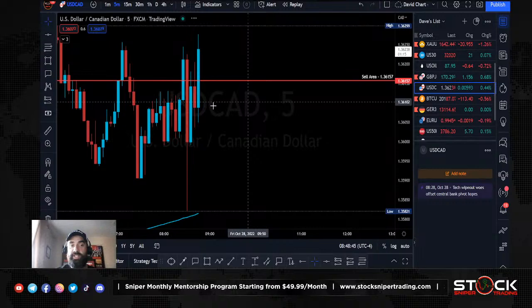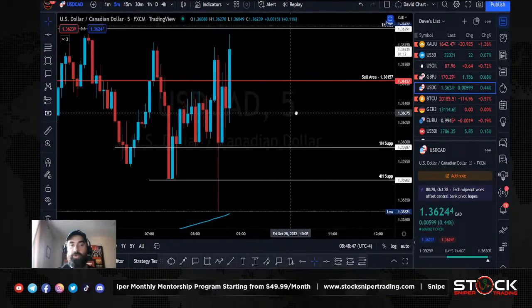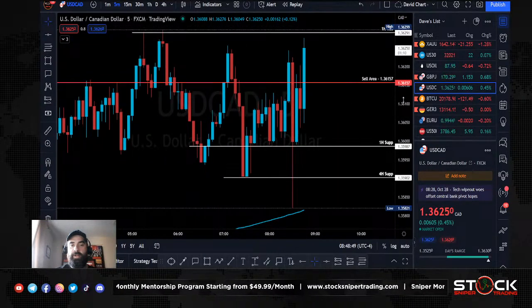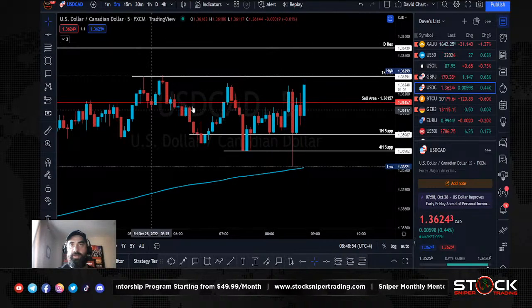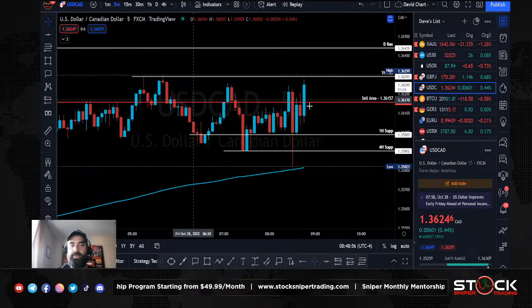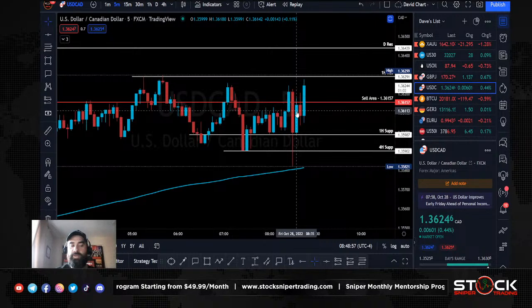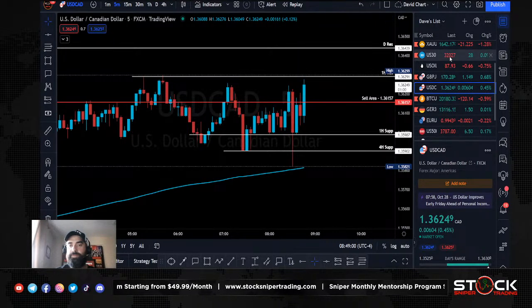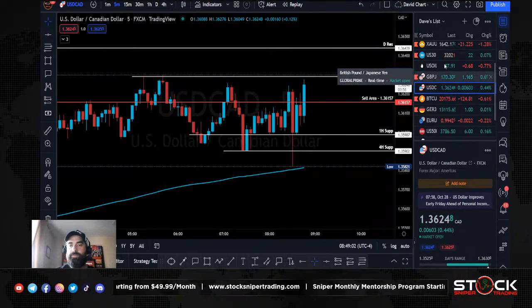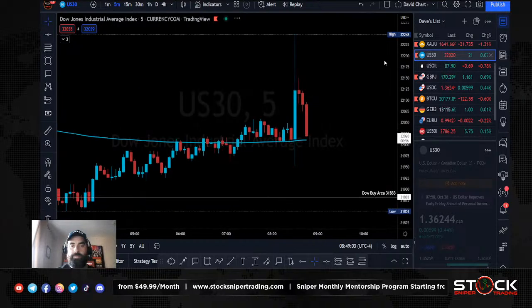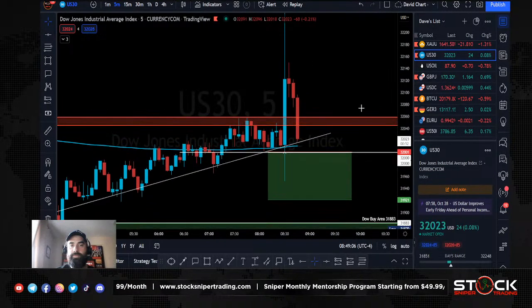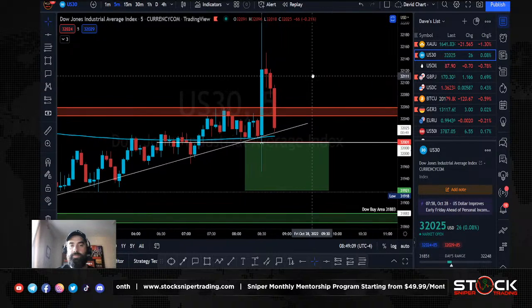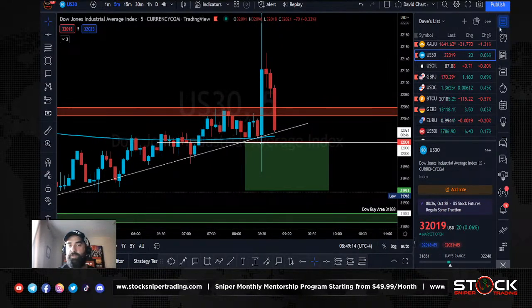Okay, let's take one more peek at CAD. Okay, look at this, guys. See, flipped. Nothing broke below that hourly. All right, still in that consolidation level here. Okay, too much sideways trading for me. And then we have the Dow. Yeah, guys, the market is very crazy right now. You just got off news.